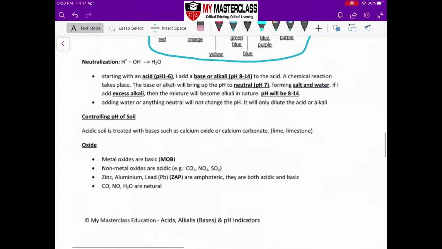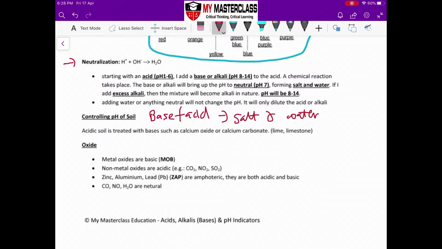So neutralization reaction, just now I talked to you all about this. We have the base, which is anything that reacts with acid. So if you have a base plus an acid, this one will give me the salt and water. A type of base is your alkali.